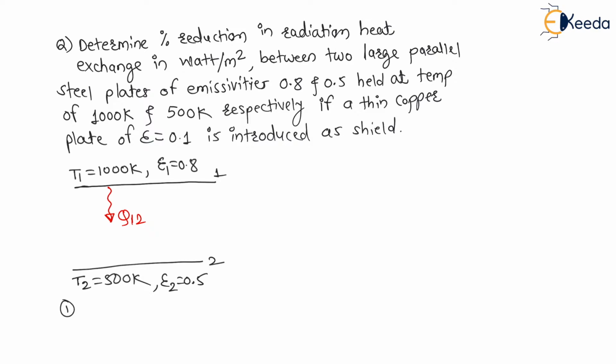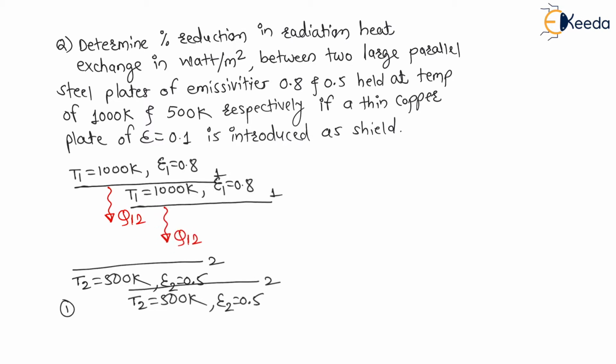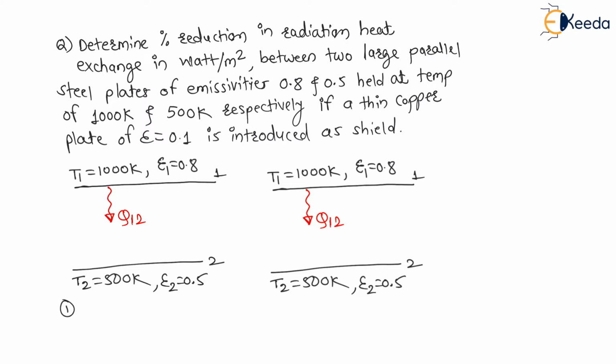Now in the second case, for the same arrangement, I am introducing one radiation shield in between, and it is made from copper. The radiation shield, let us say, is 3. The emissivity of this radiation shield, emissivity 3, is equal to 0.1. This is given here. This second case is with shield.